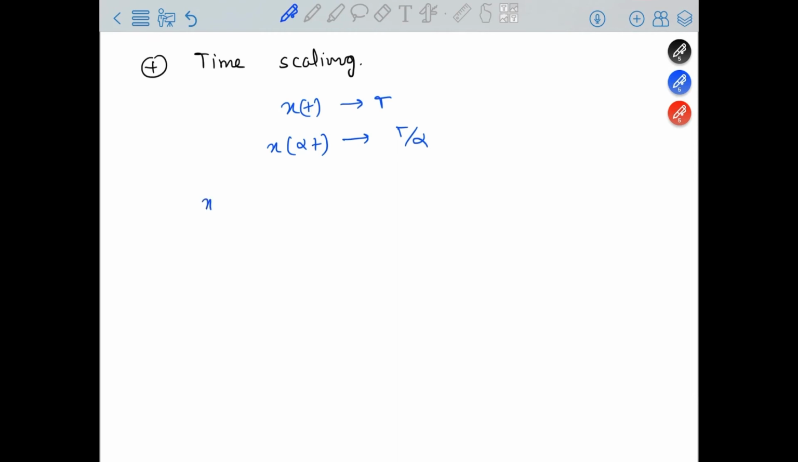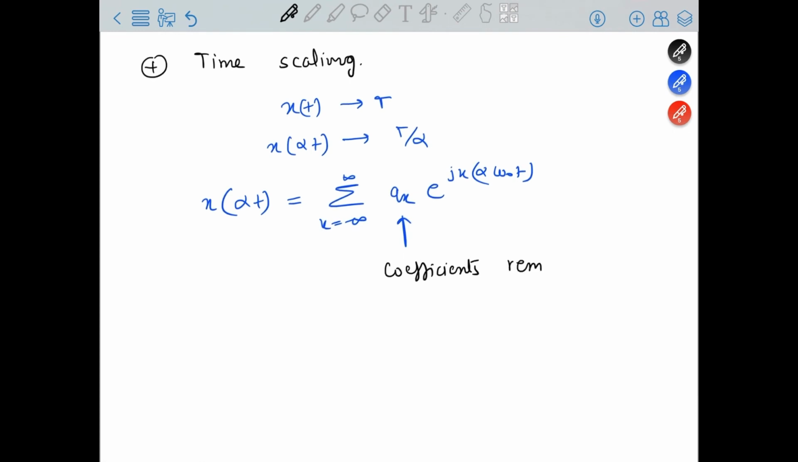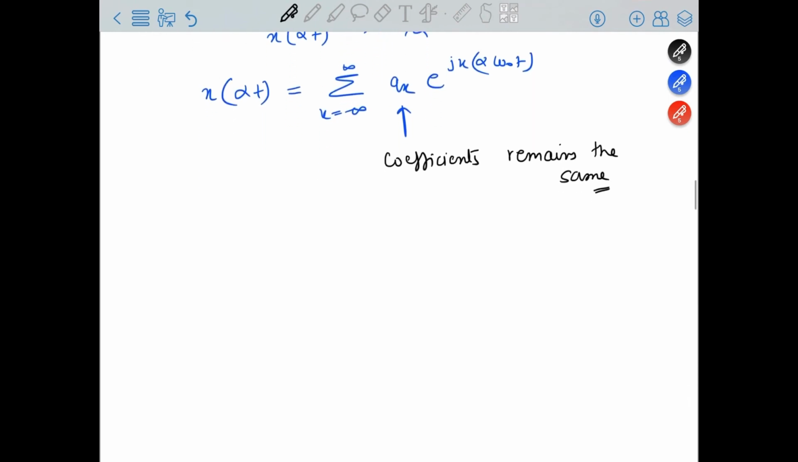So, suppose we try to write the Fourier series representation of x of alpha t. We can write it as summation k equals minus infinity to infinity a k e raised to the power j k alpha omega naught t. As you can see, the Fourier series coefficients will not change. The coefficients remain the same, though the representation will change just because of the change in harmonics, but the coefficients will remain unchanged. So, this is the property of time scaling.